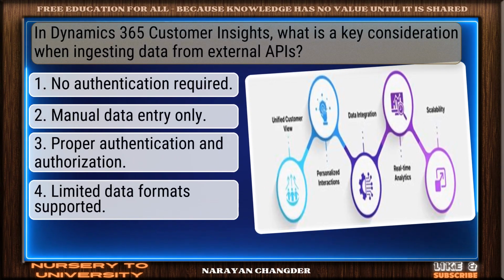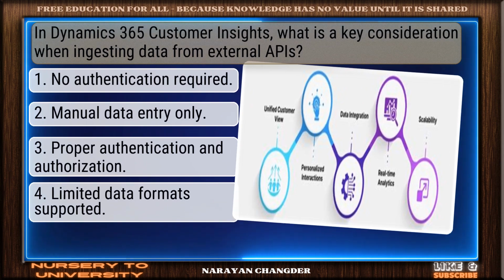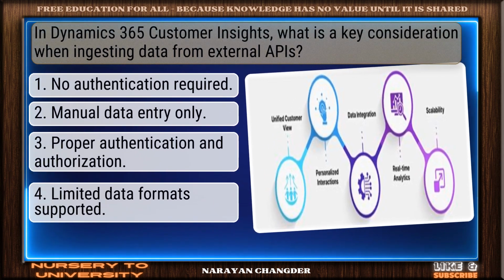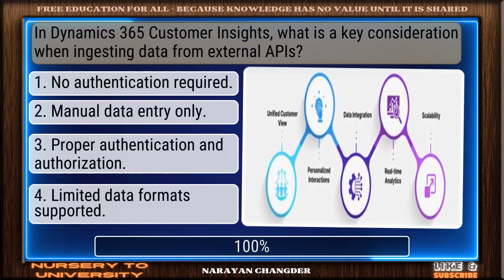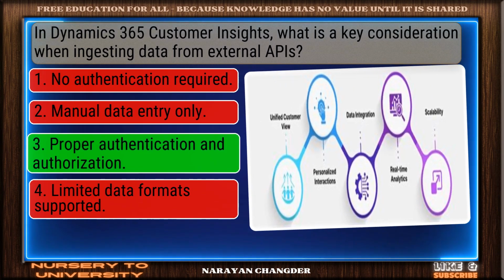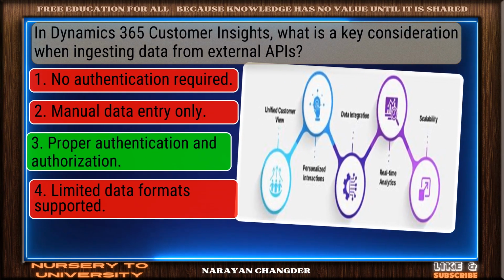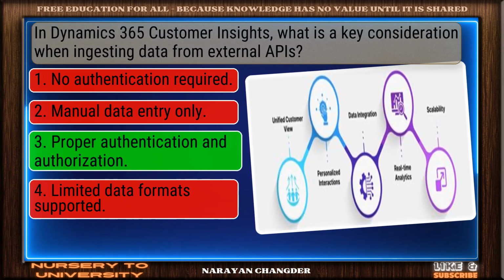Question number 19. In Dynamics 365 Customer Insights, what is a key consideration when ingesting data from external APIs? Right choice. Proper authentication and authorization is the best answer.